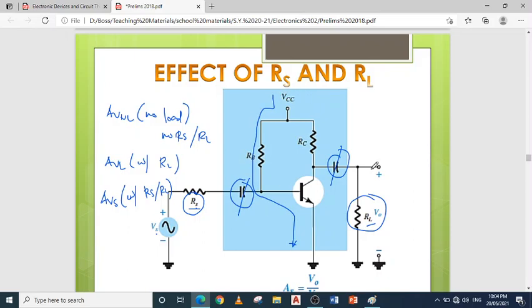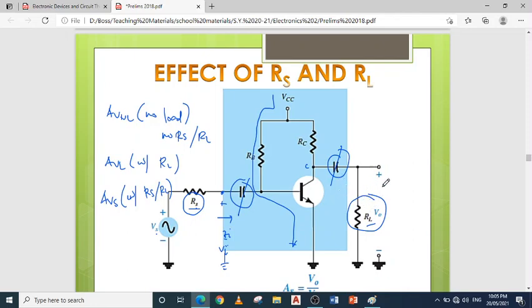Take note that RL is in parallel, okay? So that our VO is connected to the collector, then straight to ground. And then our RS, right? This will still be our ZI, and this will still be our VI, our input. So, of course, for the VO, it will change a bit.